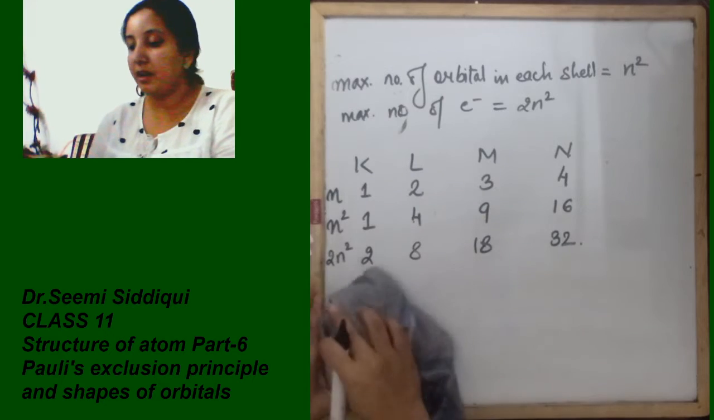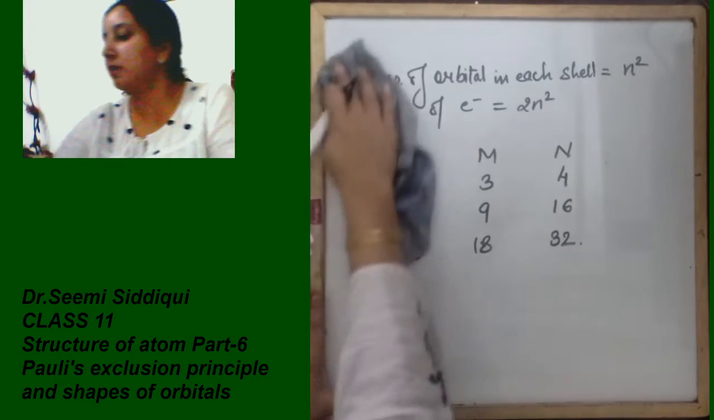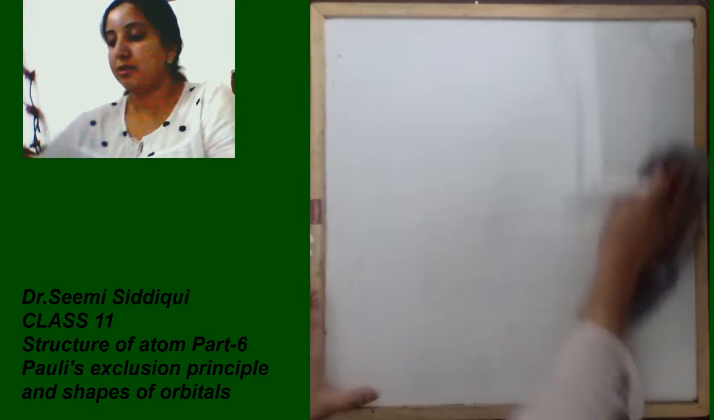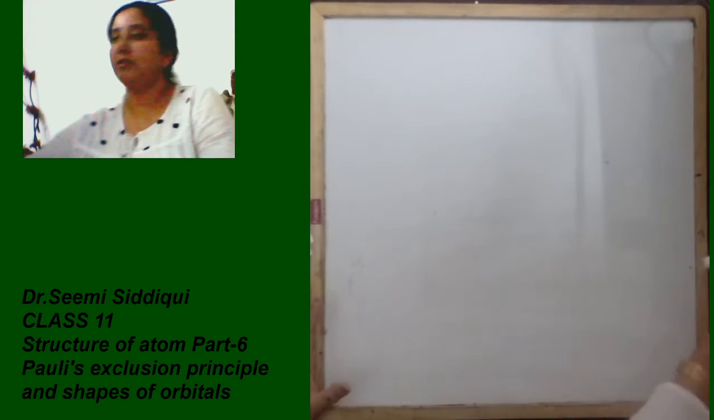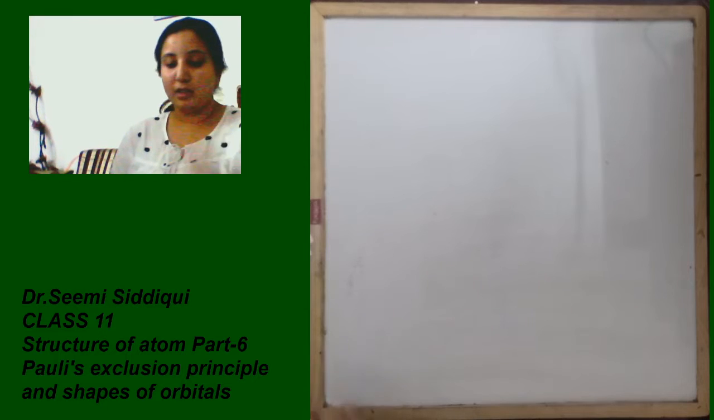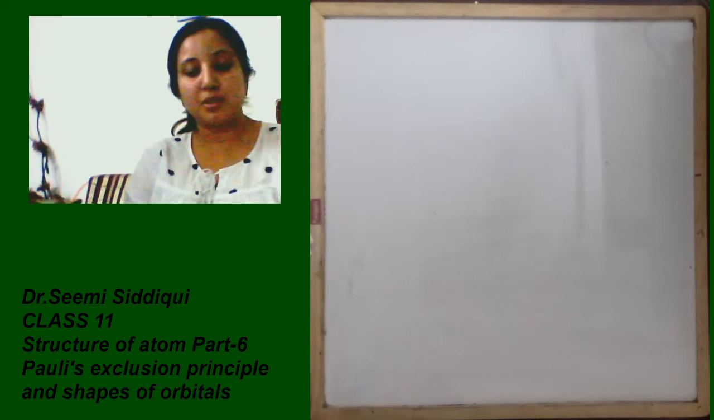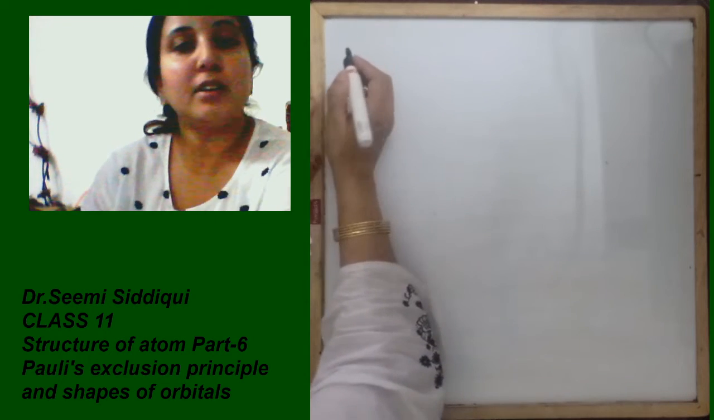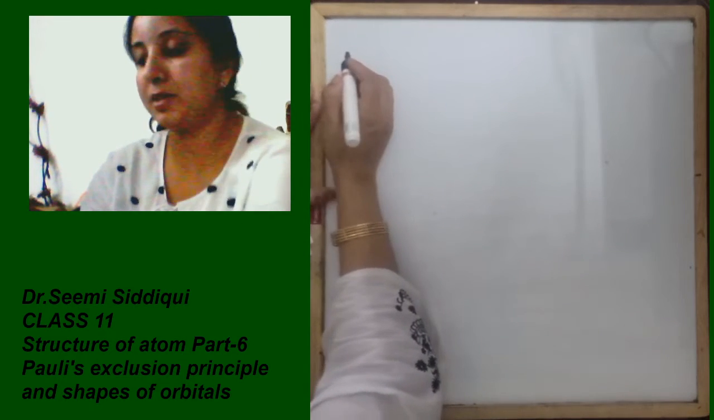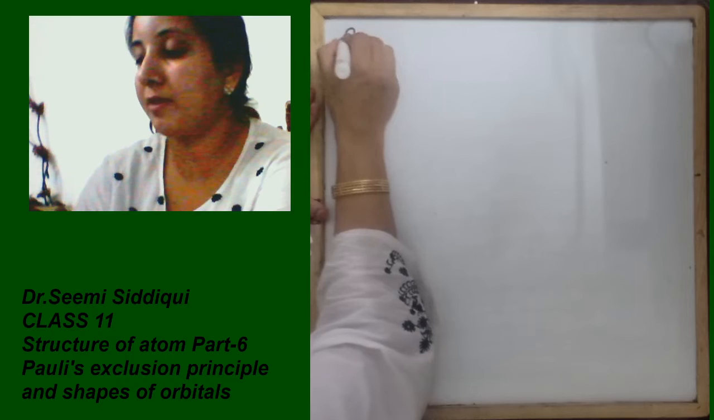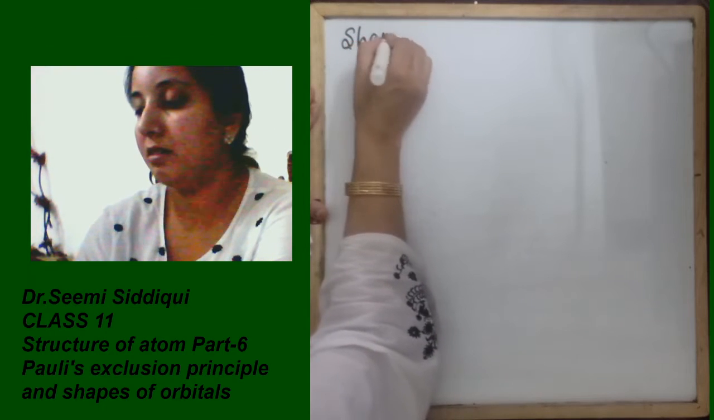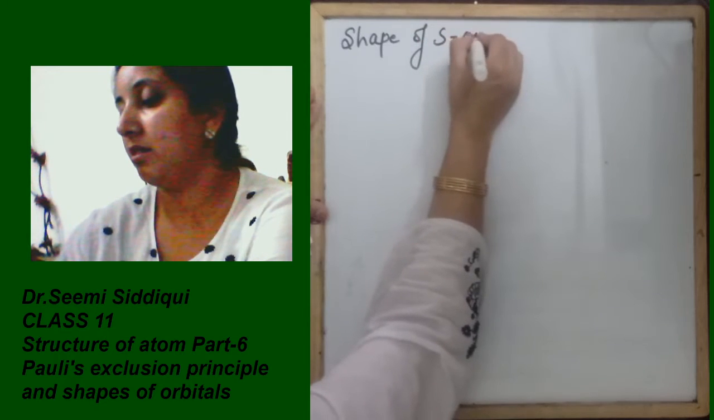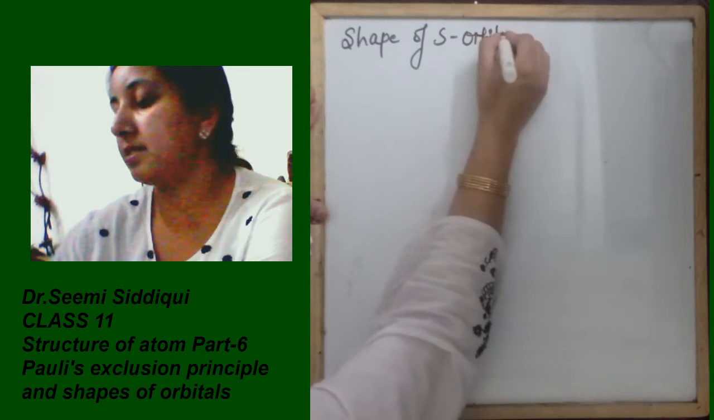Okay. Now the next topic is the shape of orbitals. That is how we are going to discuss the shape of the orbitals. Now when we are taking the shape of the orbitals, the very first shape we are going to discuss is the shape of the s orbital.